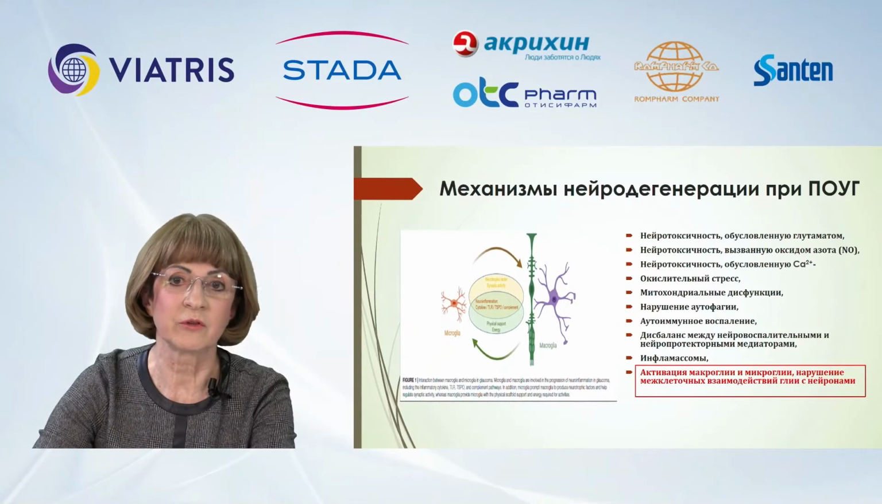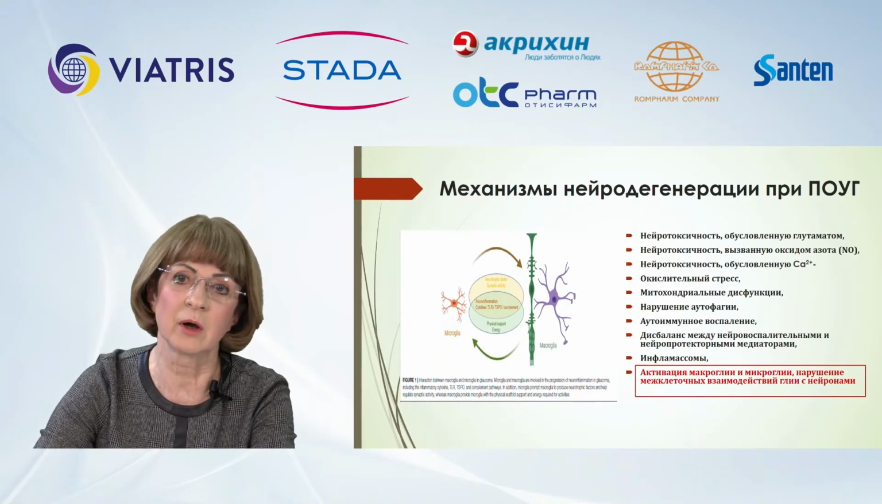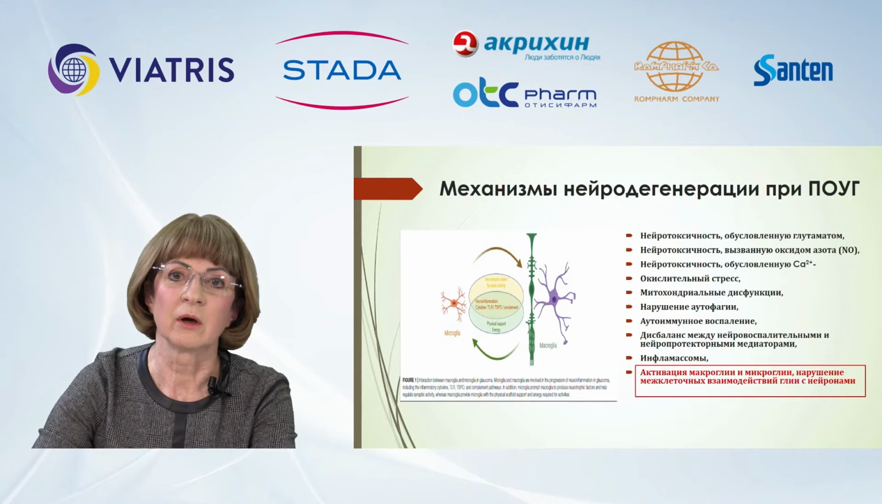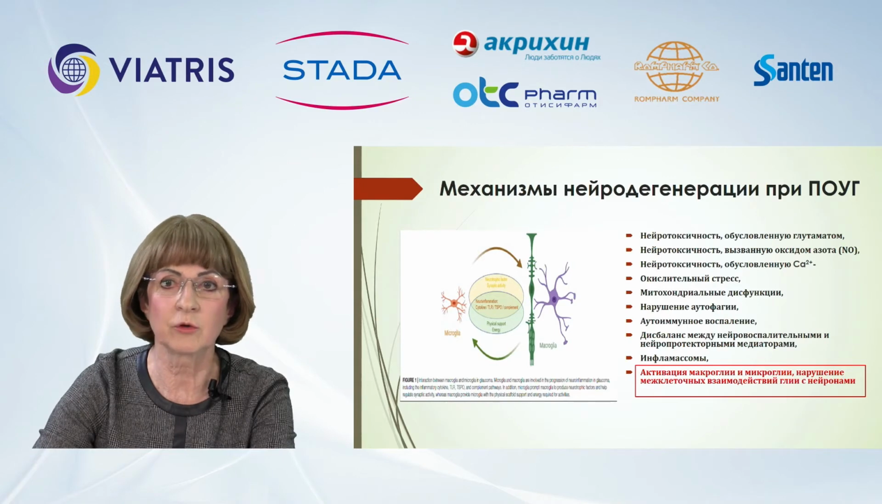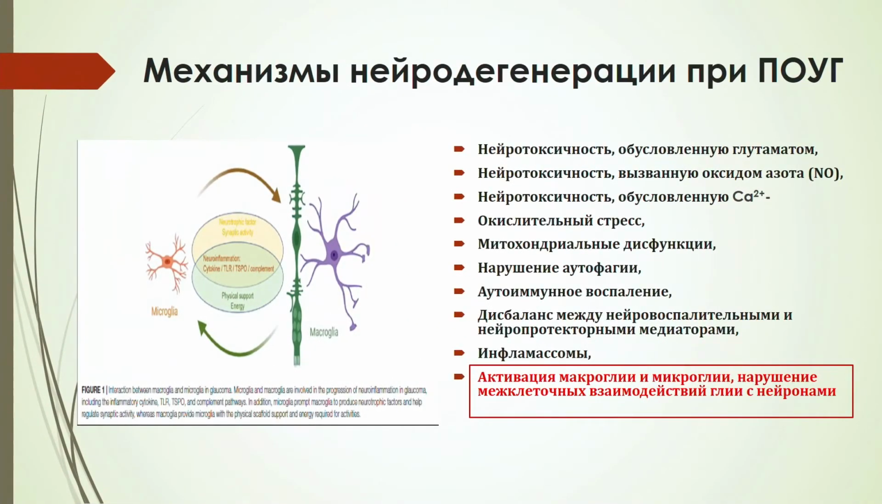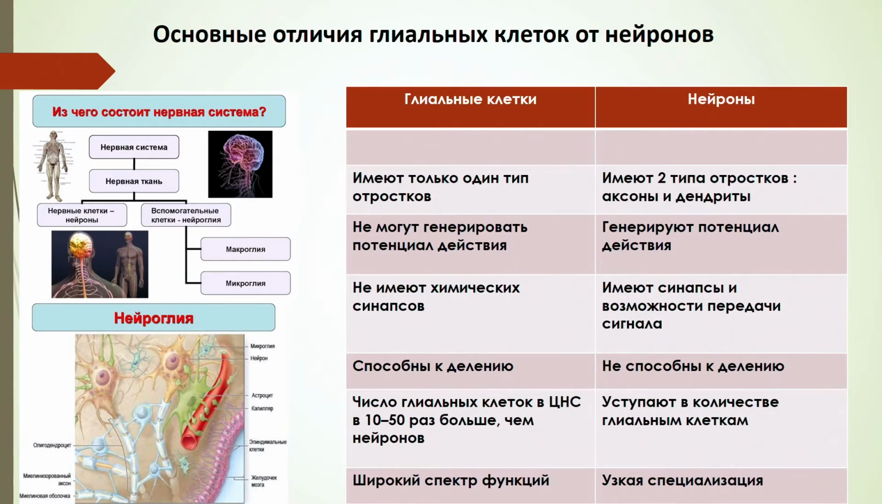There are many mechanisms of neurodegeneration in glaucoma, and they go in synergy, fostering each other, or could be reflected independently. First of all, there is the neurotoxic mechanism due to glutamate, nitrogen oxide, and calcium ion influx, oxidative stress, and mitochondrial dysfunction, autophagy, and definitely different canonical and non-canonical pathways of inflammation. But today we will shift the focus of studies towards activation of macro- and microglia and intracellular interaction between glia and neurons.